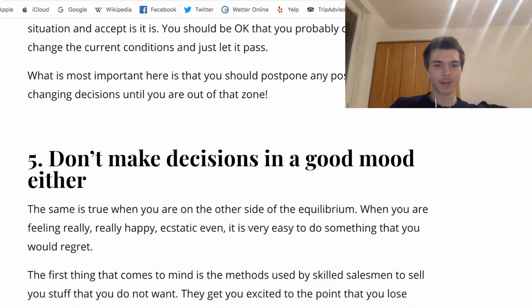The first thing that comes to mind is the methods used by skilled salesmen to sell you stuff that you do not want. They get you excited to the point that you lose control of your mind, and when they offer you the merchandise, you could overestimate its value and pay too much for it. Oh, that's true, because good salesmen know how to awaken emotions in you.